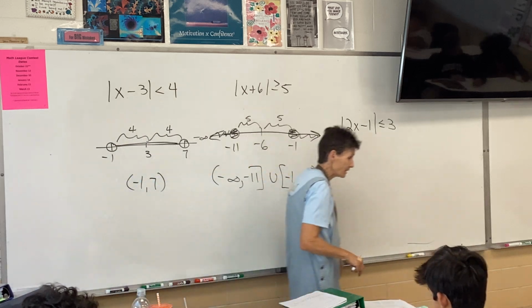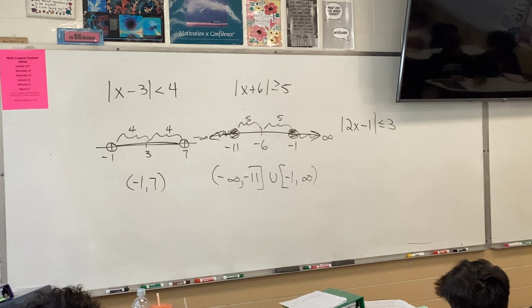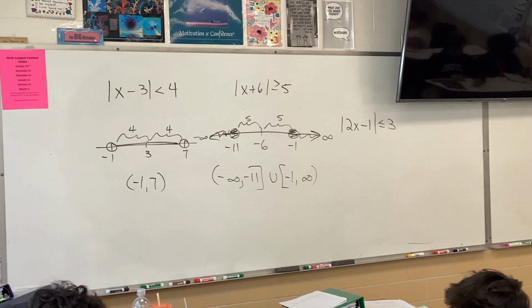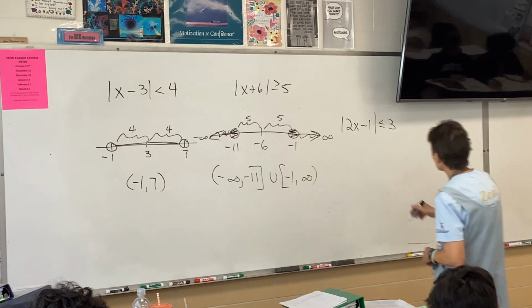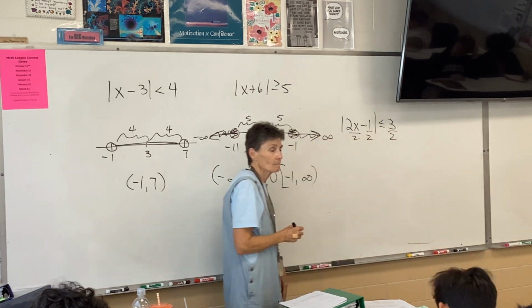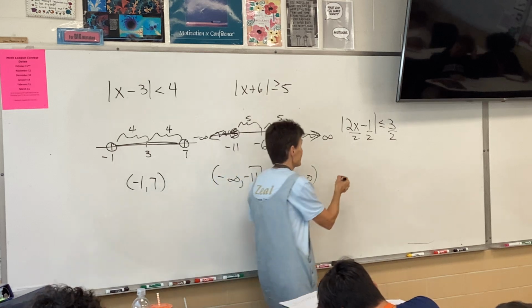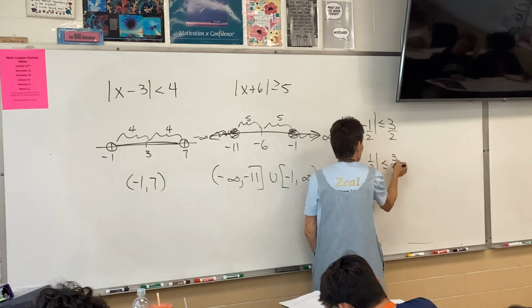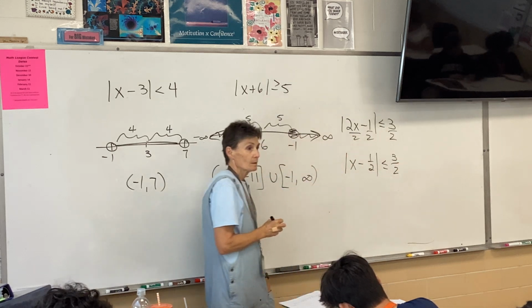Now, what's a little bit different about this next one? There's something different about it. What do you notice? Got a 2 in front. We cannot have a 2 in front. We can't have anything in front. So what do you think I might do if I'm not allowed to have that 2 in front? Divide it out, and I divide everything by 2. So now my problem says the absolute value of x minus 1/2 is less than or equal to 3/2.